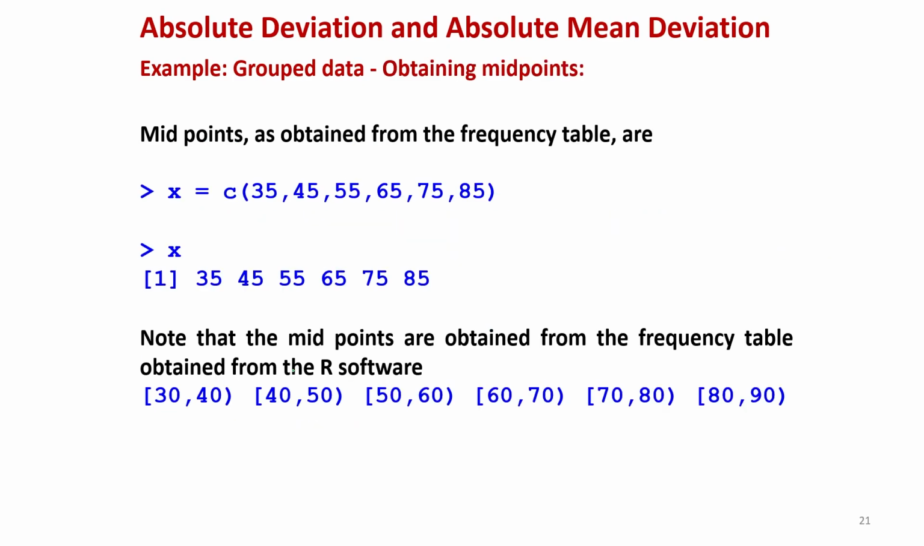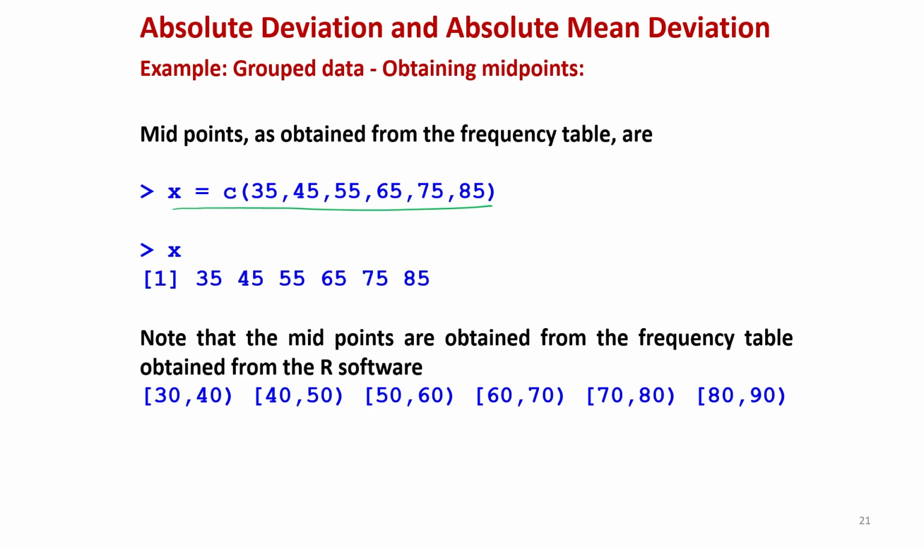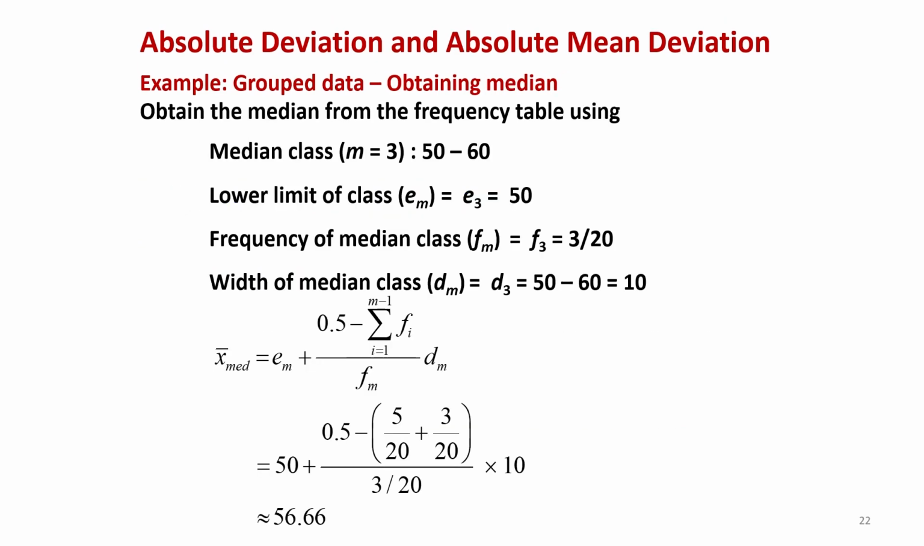I simply use the data vector of midpoints x, which I have obtained earlier, and the breaks and cut command to obtain the values of f. Now from these intervals we have to find out the median class. The median class is the third interval, above and below which there are 50% of observations. So in this case m is equal to 3, and this is my class interval.